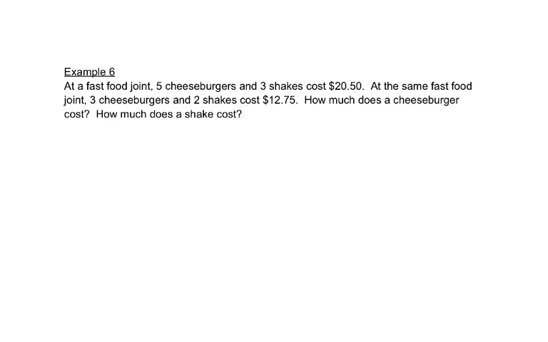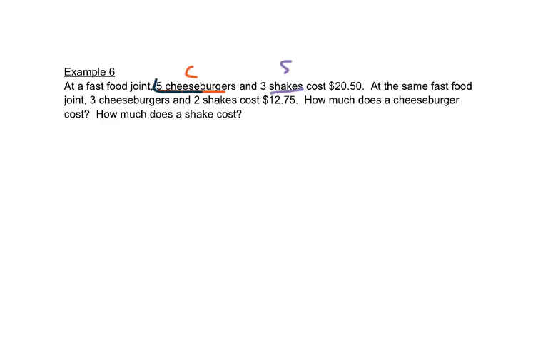So let's look at a fairly common type of word problem. At a fast food joint, 5 cheeseburgers and 3 shakes cost $20.50. At the same fast food joint, 3 cheeseburgers and 2 shakes cost $12.75. So we want to find out what the cost of those cheeseburgers and shakes were to begin with.